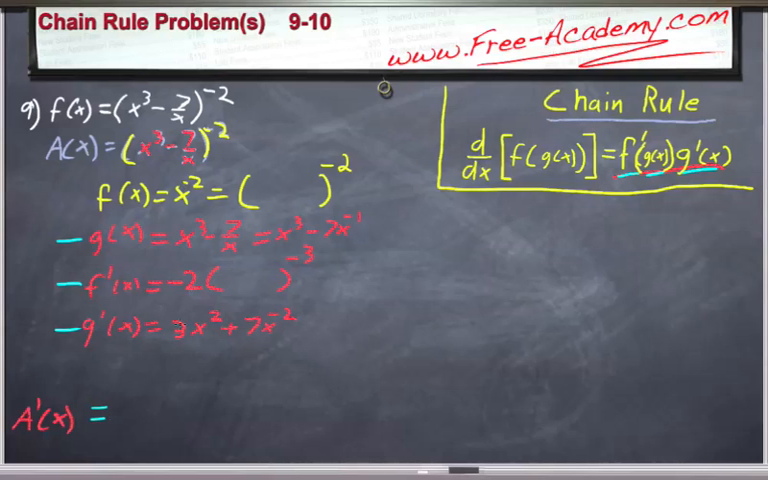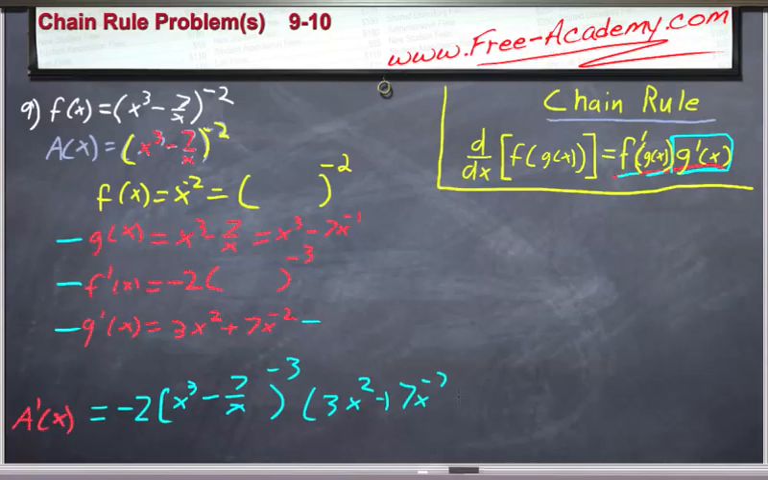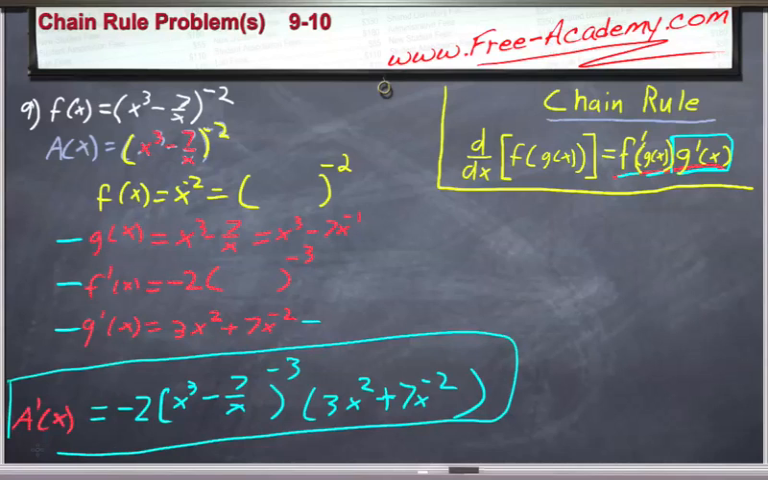So our f prime will equal negative 2 parentheses to the negative 3. Our g of x we have right here, it's x to the third minus 7 over x. And then it all gets multiplied by g prime of x, which is 3x squared plus 7x to the negative 2. So that is our formula for the derivative of a of x, which is really the derivative of this f of x right up here.